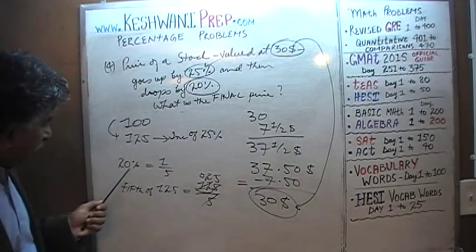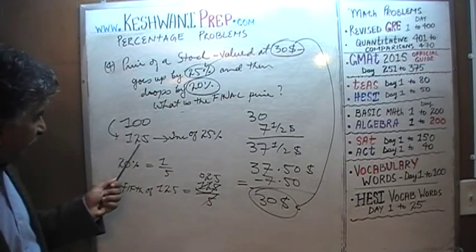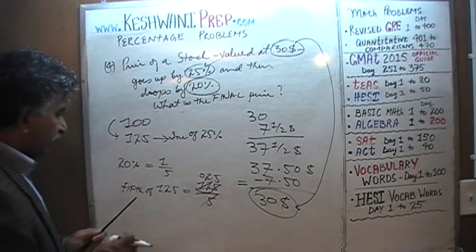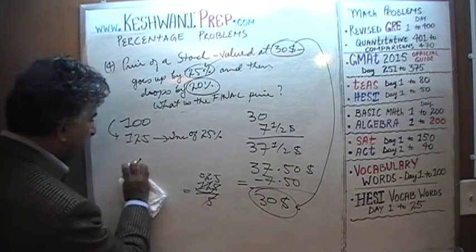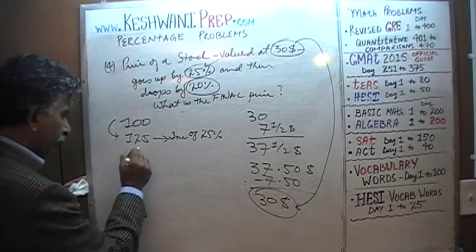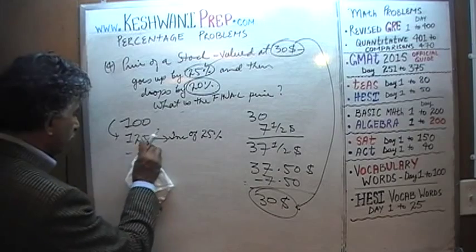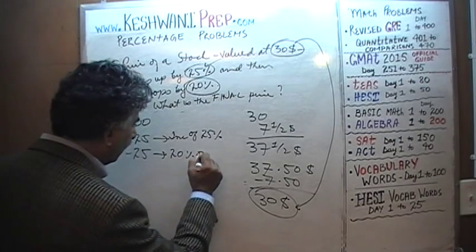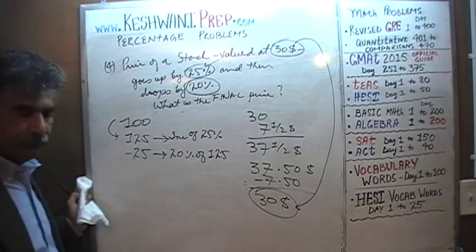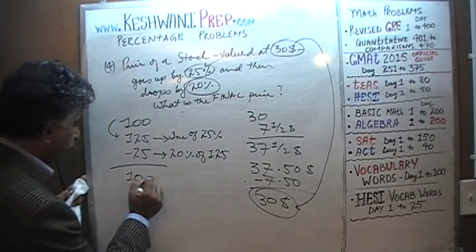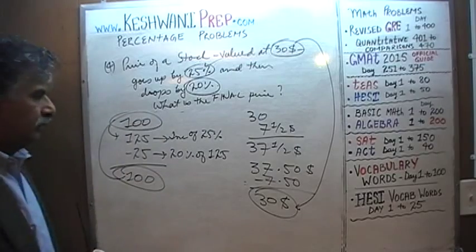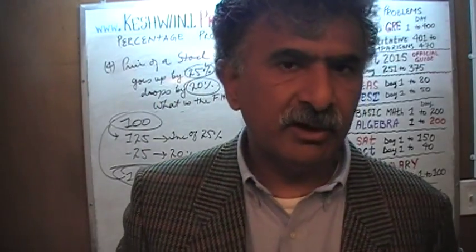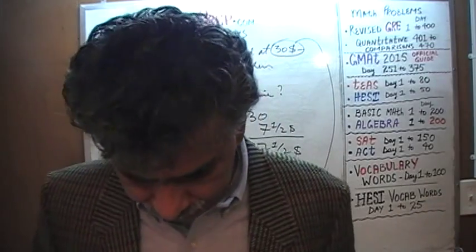So it drops by 20%. It rises by 25%, it becomes 125, then it drops by 20%. 20% of 125 we just found out is 25. So it drops by 25, which represents 20% of 125. And we are back to 100, what we started out with. An increase of 25% and then a drop of 20% will take you to exactly where we started.